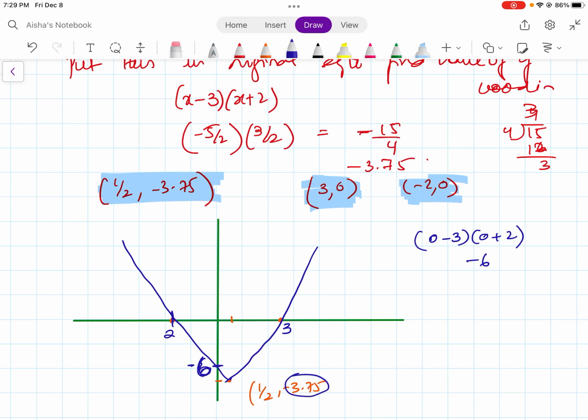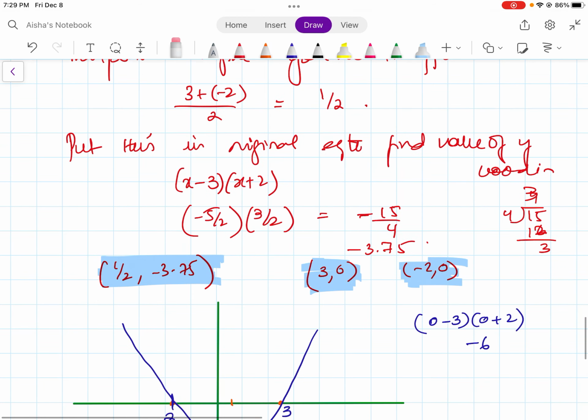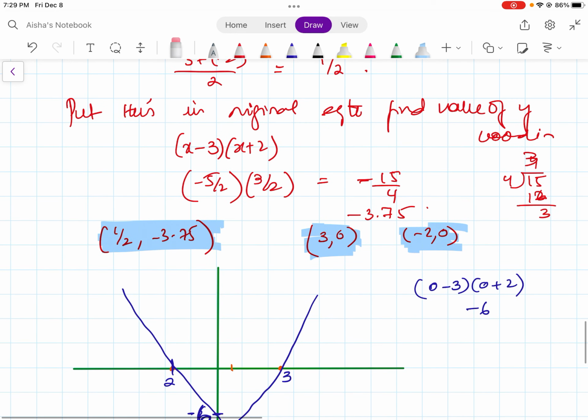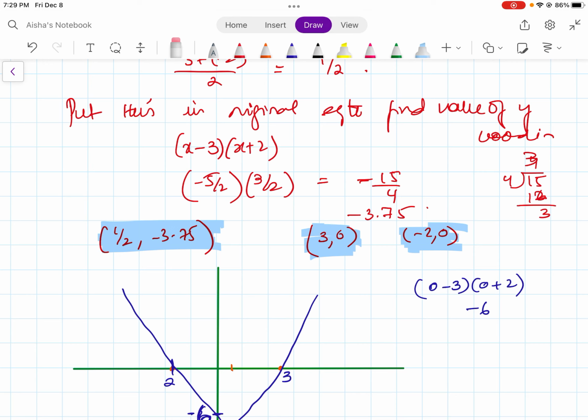I still think this value is wrong. Let's calculate this again. Because I don't have the calculator, that's why there are things going on wrong. Okay, half minus 3 is minus 2.5, which is minus 5 upon 2. Then half plus 2 is also 2.5, my bad. 5 upon 2, 25 upon 4, which is 6.25.